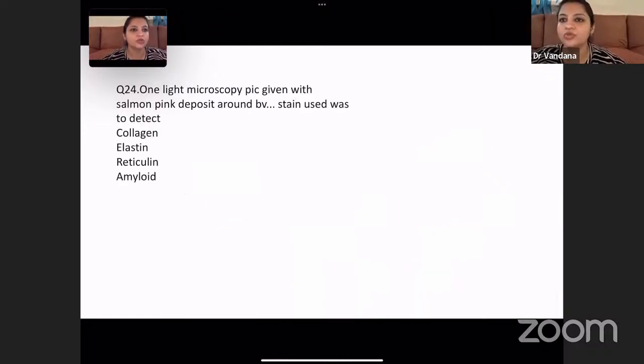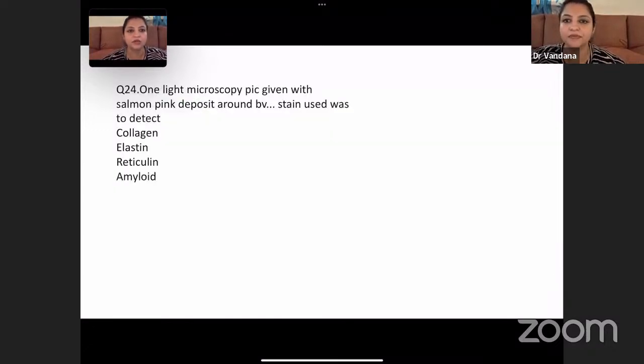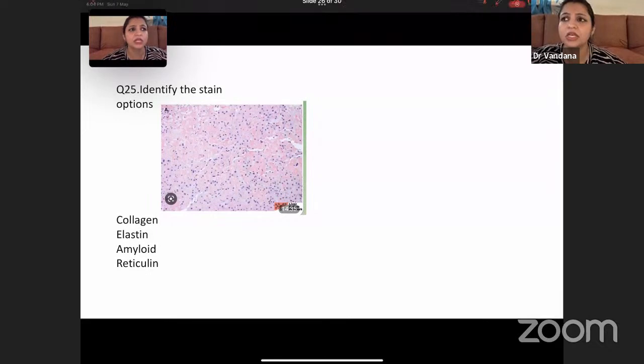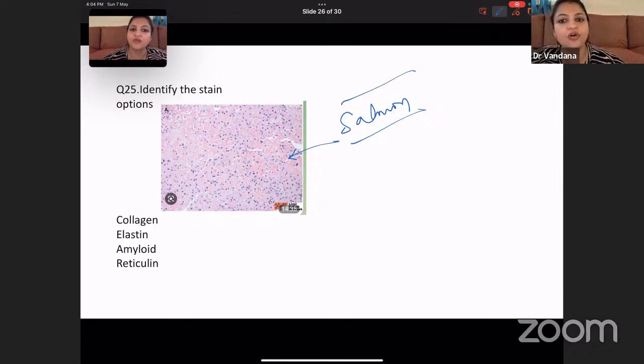On light microscopy, a pic was given, and this is the pic that was given probably. This pic had some deposit. This color is very typical. Always remember that the orangish red color is also called salmon red color. This color is very, very typical for amyloid. Never ever forget it. So that was amyloid, which gives you this.